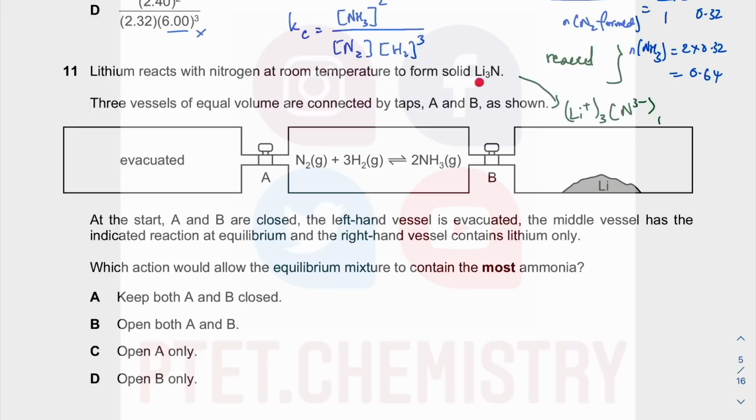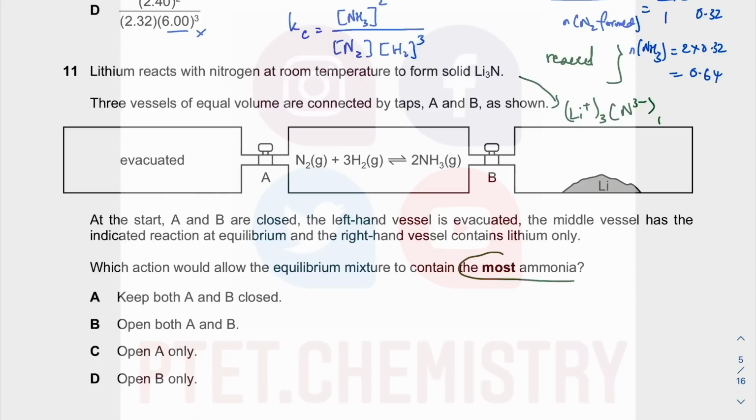Typically we don't write the formula as such. This is written as such to show you the charges, to show that there are ionic interactions, and to show you the LCM is 3, so you need 3 of these and 1 of these. At the start, A and B are closed. The left-hand vessel is evacuated. Middle vessel has this reaction, which is the Haber process equilibrium. And then the right-hand vessel contains lithium. Which action would allow the equilibrium mixture to contain the most ammonia?